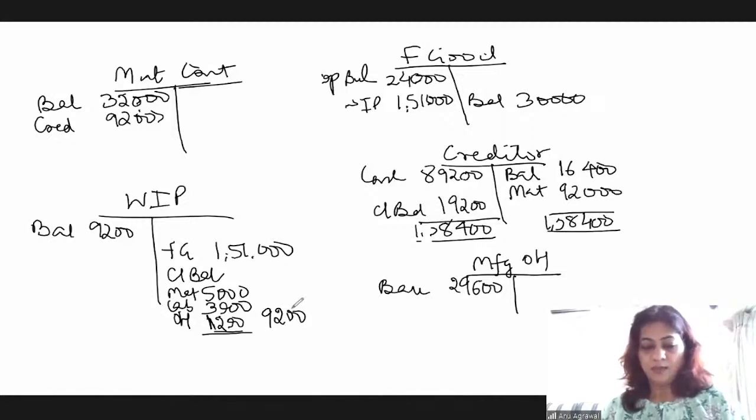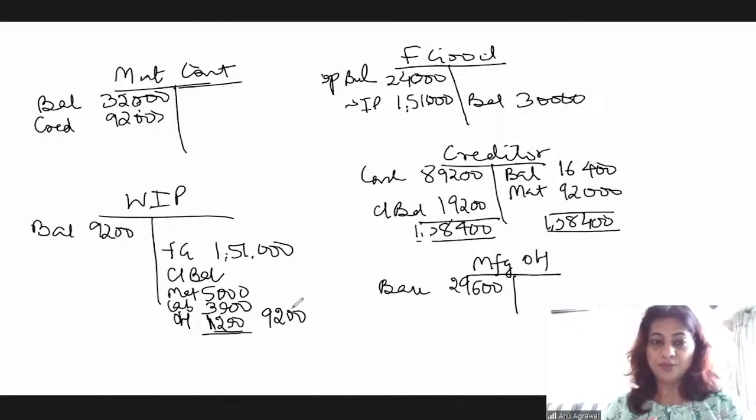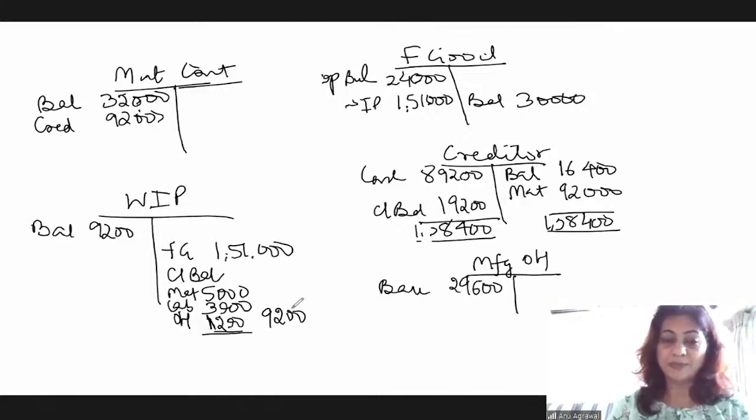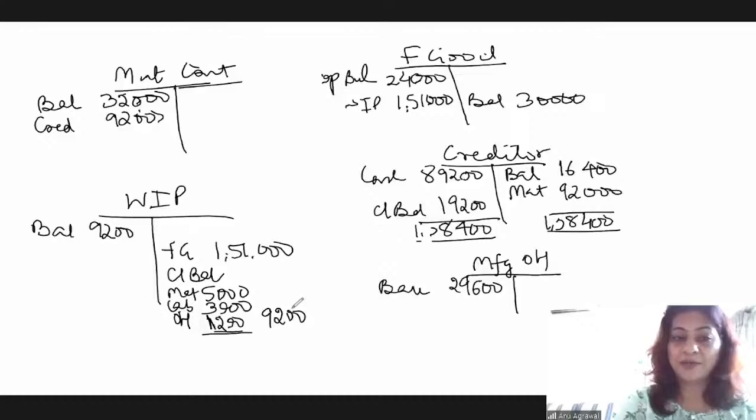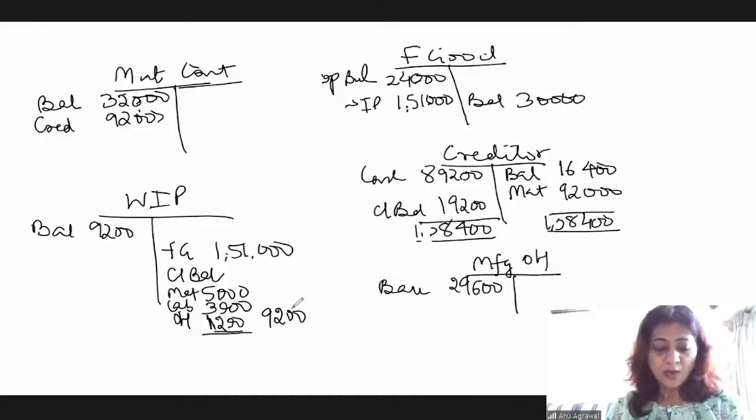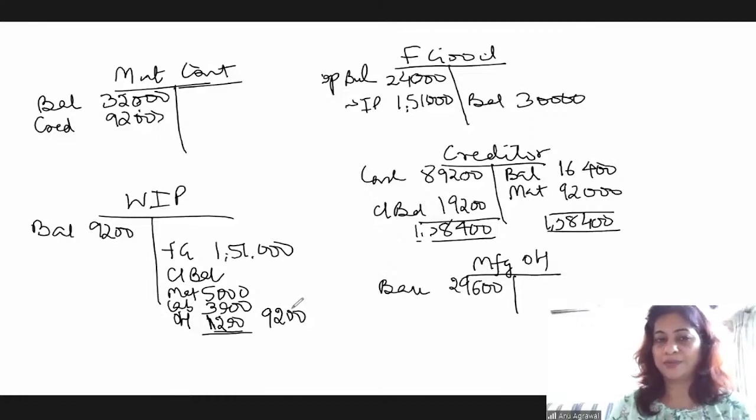Ending inventory of WIP includes material of 5,000, on which 300 direct labor hours are worked. Each labor is paid at the rate of 10 rupees per hour, so 300 into 10, 3,000. Overhead rate is 4 per hour. So I did this. I have no other information besides that.